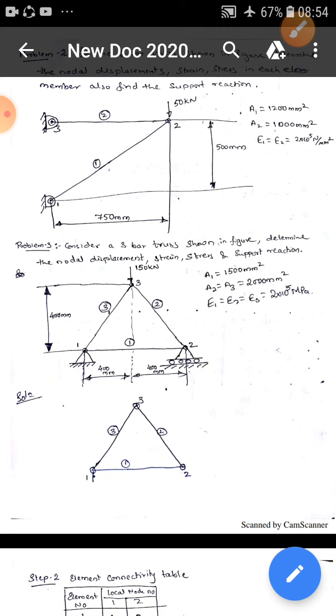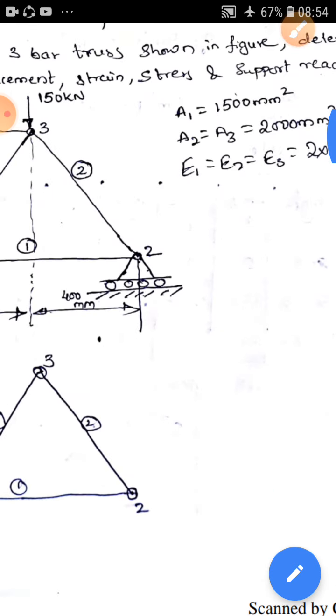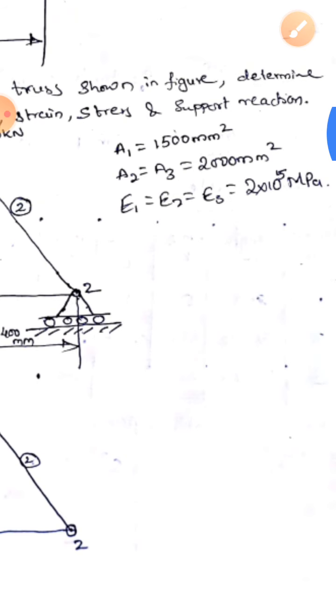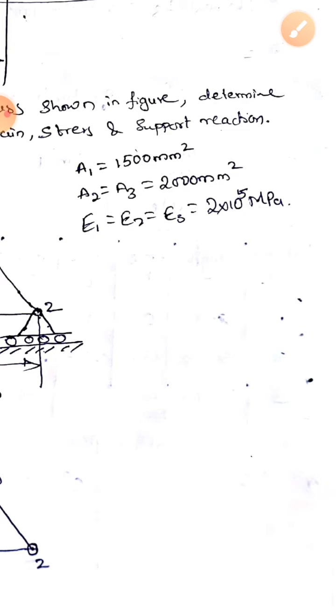We'll see the statement. Consider a 3-bar truss. So this is the 3-member bar truss shown in the figure. Determine the nodal displacement, strain, stress, and support reactions. The same things have to be determined. Only thing is they have given you area A1 as 1500 mm square, A2 and A3 as 2000 mm square. Young's modulus E1, E2, E3, meaning all three components are made of the same material, is 2 into 10⁵ MPa.